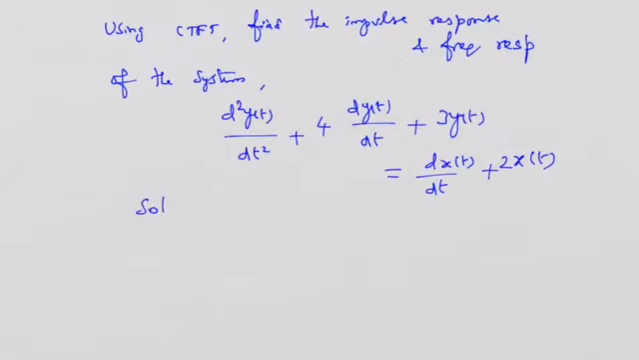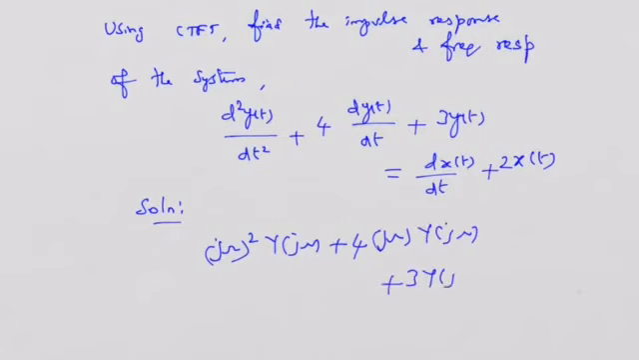How will you solve this? The first idea is to apply the Fourier transform on both sides, because the Fourier transform of d squared by dt squared will become j omega squared into Y of j omega, plus 4 times j omega into Y of j omega, plus 3 times Y of j omega, is equal to j omega multiplied by X of j omega plus 2 times X of j omega.